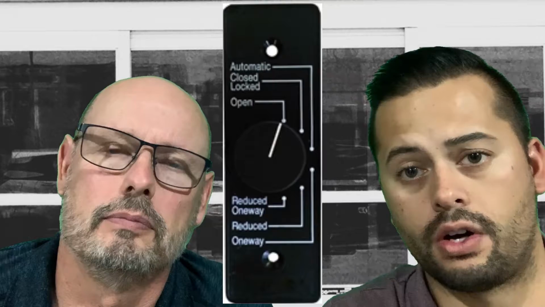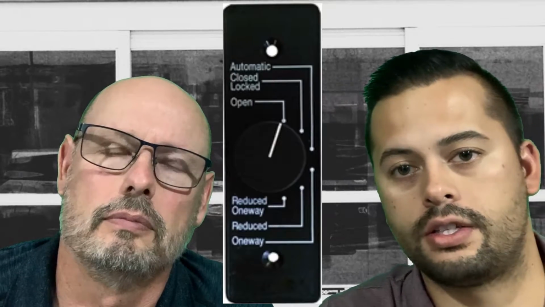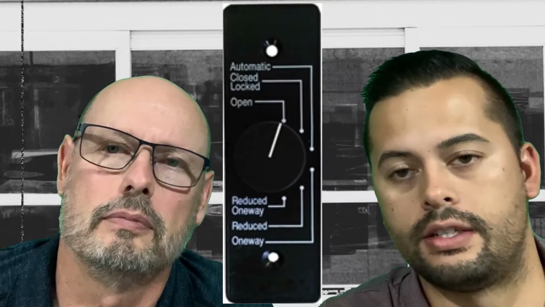Okay guys, so our subject today is: what are the 6 positions of the Stanley rotary switch, the 6-position rotary switch? What are the functions? What do they do? And Gary Sr. is going to explain that in detail.